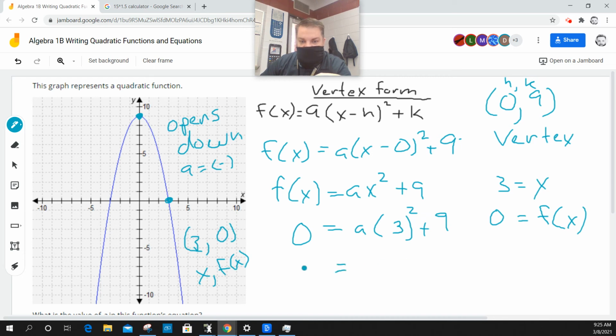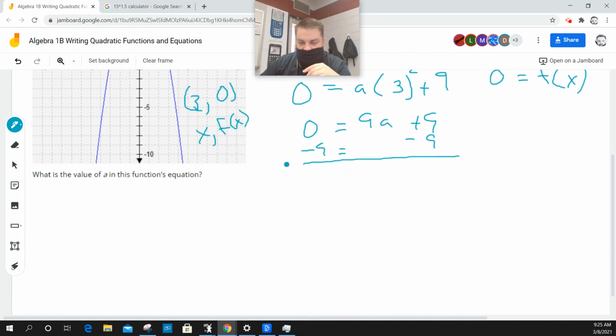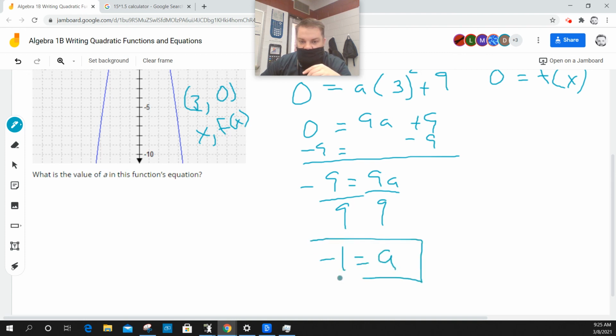So then when I do my math, I get 0 is equal to 3 squared, which is 9 times a plus 9. Subtract 9 from both sides. And I get negative 9 is equal to 9a. Divide both sides by 9. And I get negative 1 is equal to a. And that is how you do algebra to find the a value.